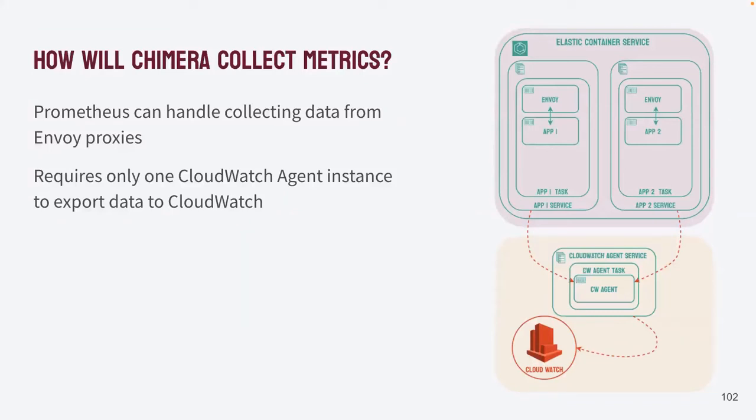A single CloudWatch agent that's been configured to use Prometheus can be deployed directly onto the user's ECS cluster, and then Prometheus will handle the task of scraping the proxies, and then the CloudWatch agent running in that same service will handle exporting the collected metrics to CloudWatch. So doing it this way greatly reduced the complexity of the infrastructure that Chimera needs to create, and it has very little impact on the user's existing infrastructure.